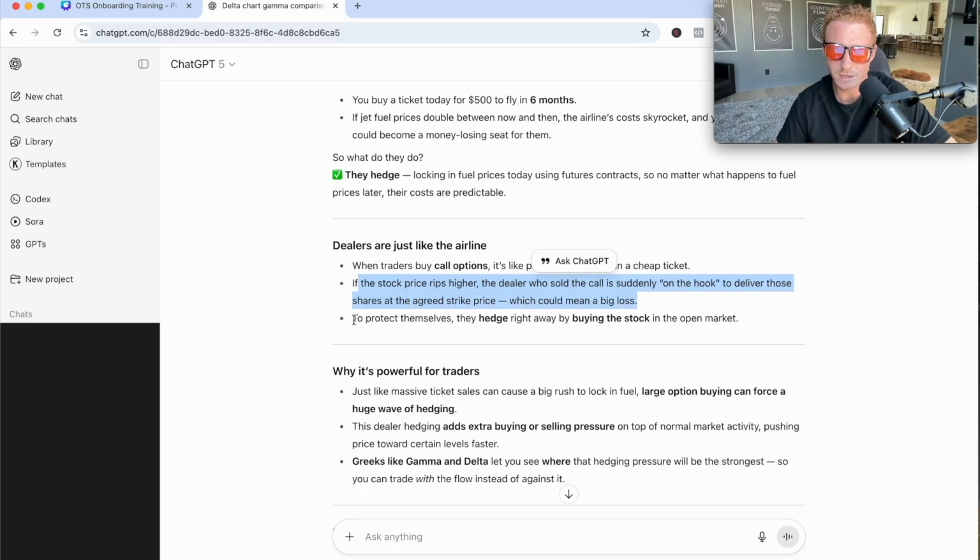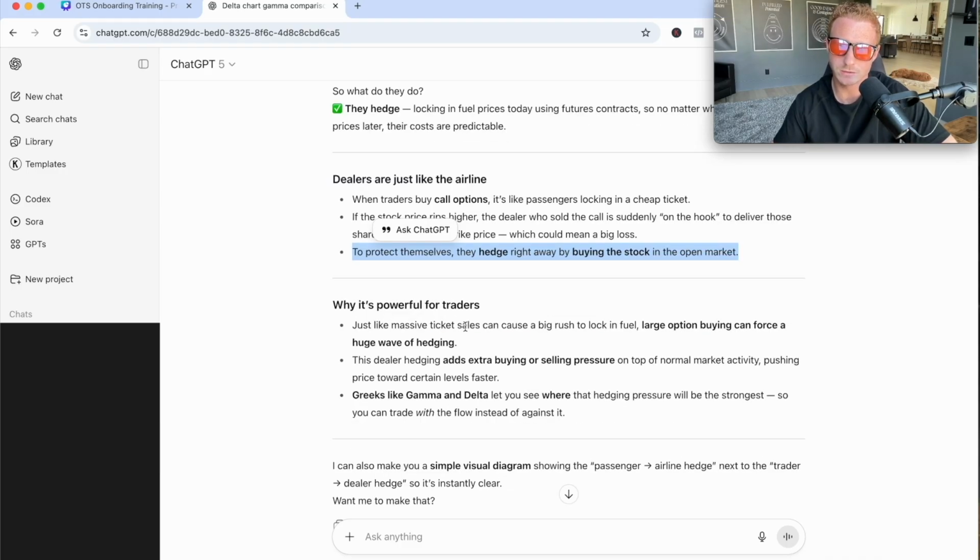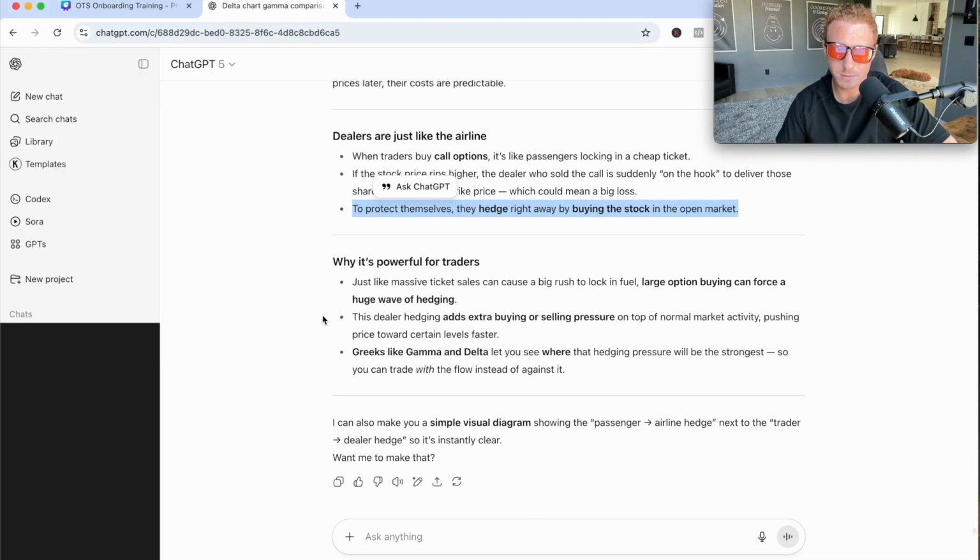So to protect themselves, they hedge right away by buying stock in the open market. And a lot of times they do this through futures, right? Because again, they're trying to stay balanced. They're trying to stay neutral in the market, no matter what price does, just like the airlines, right? So why is this powerful for traders?